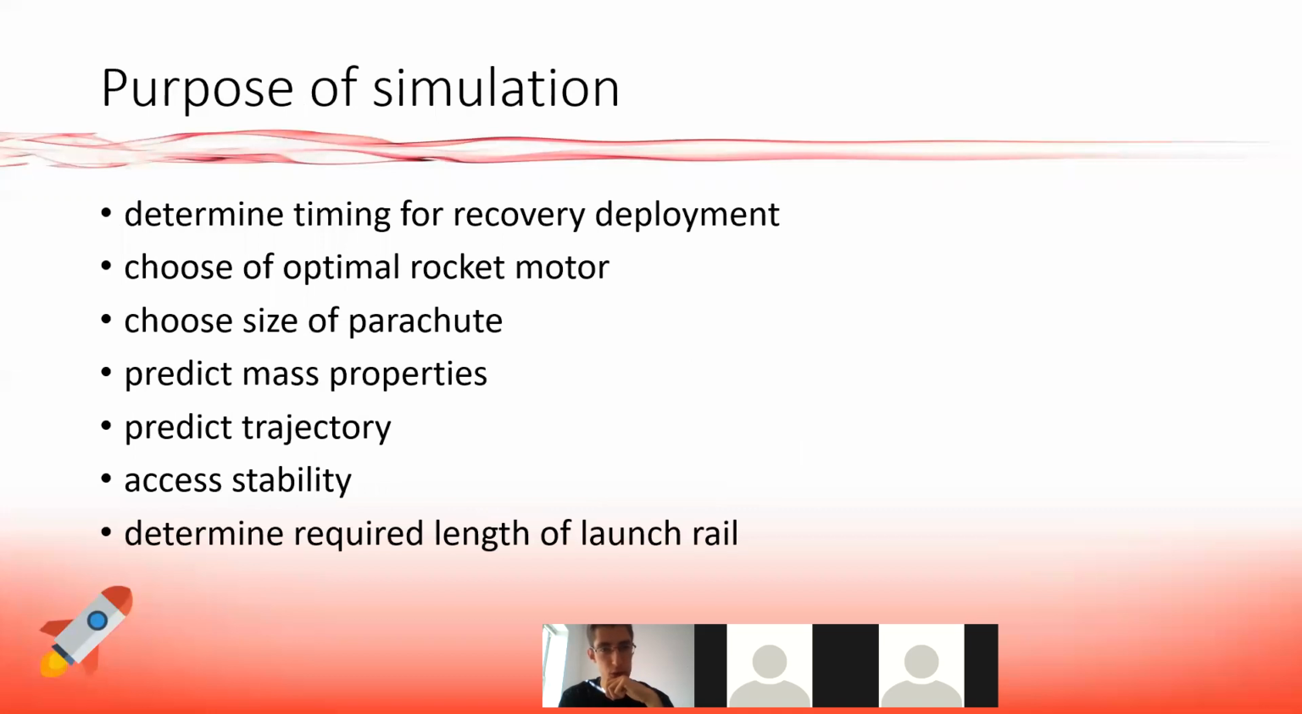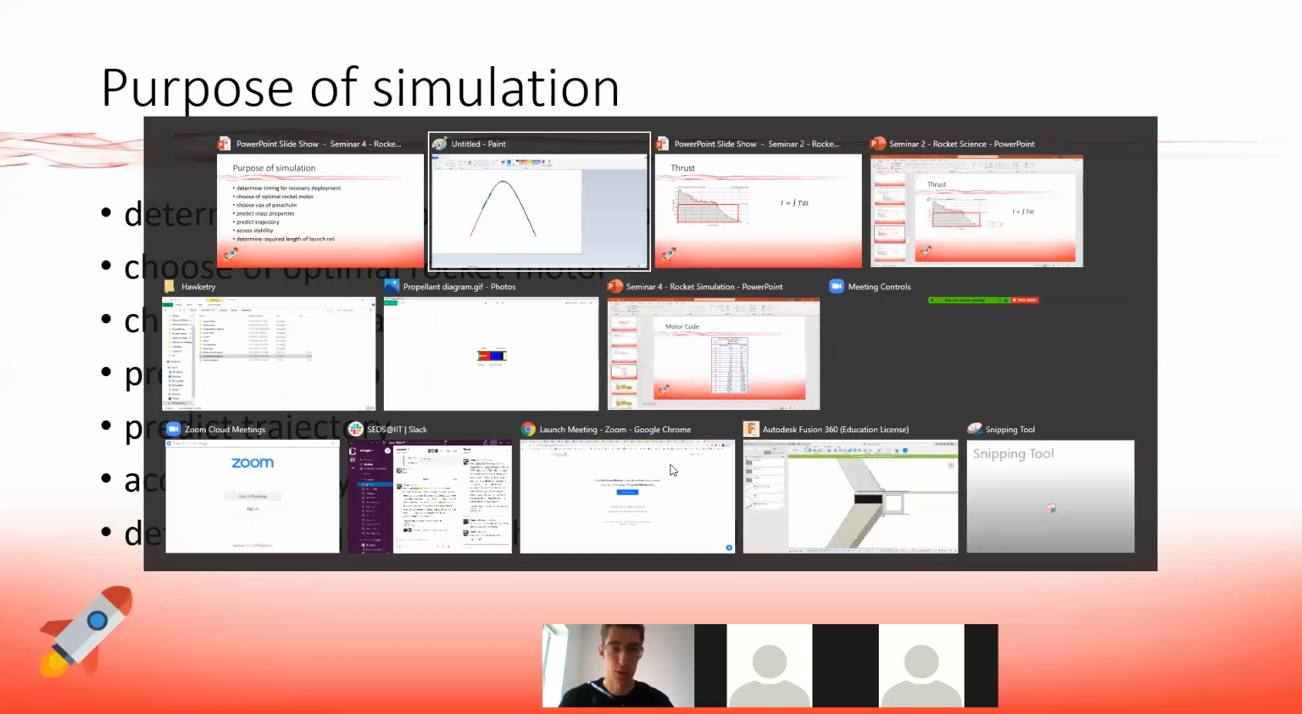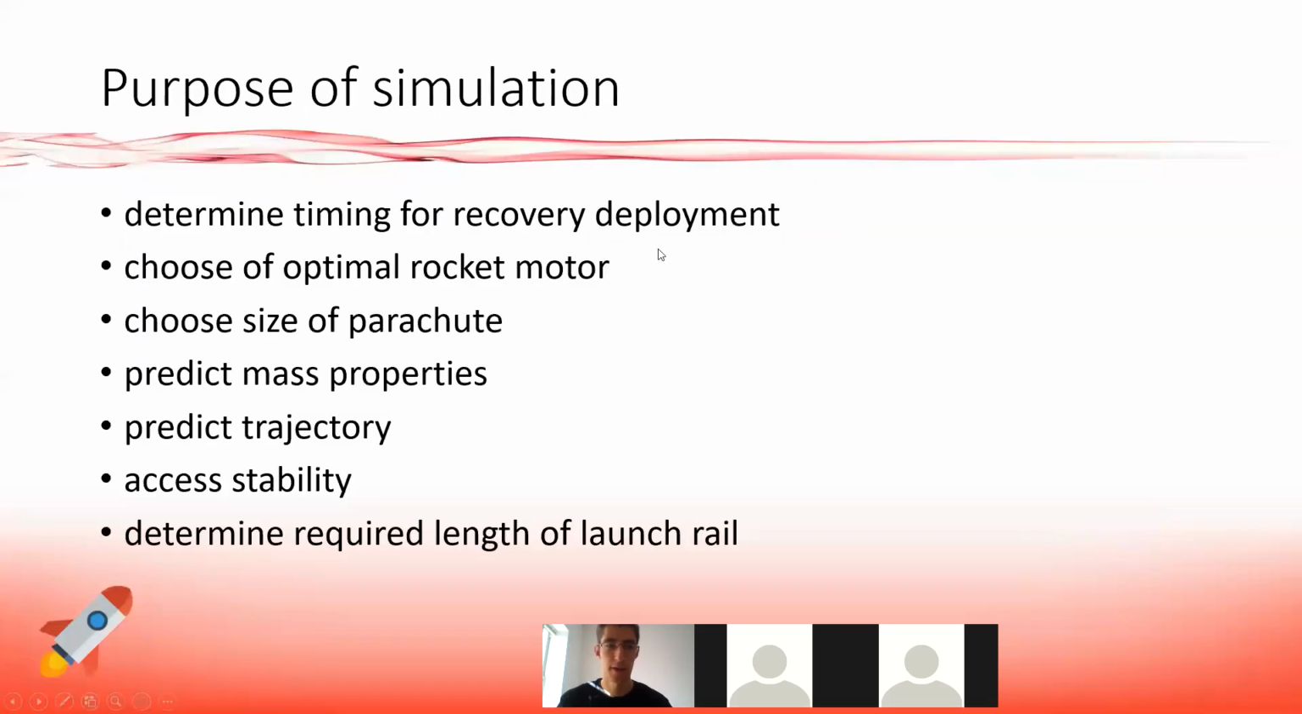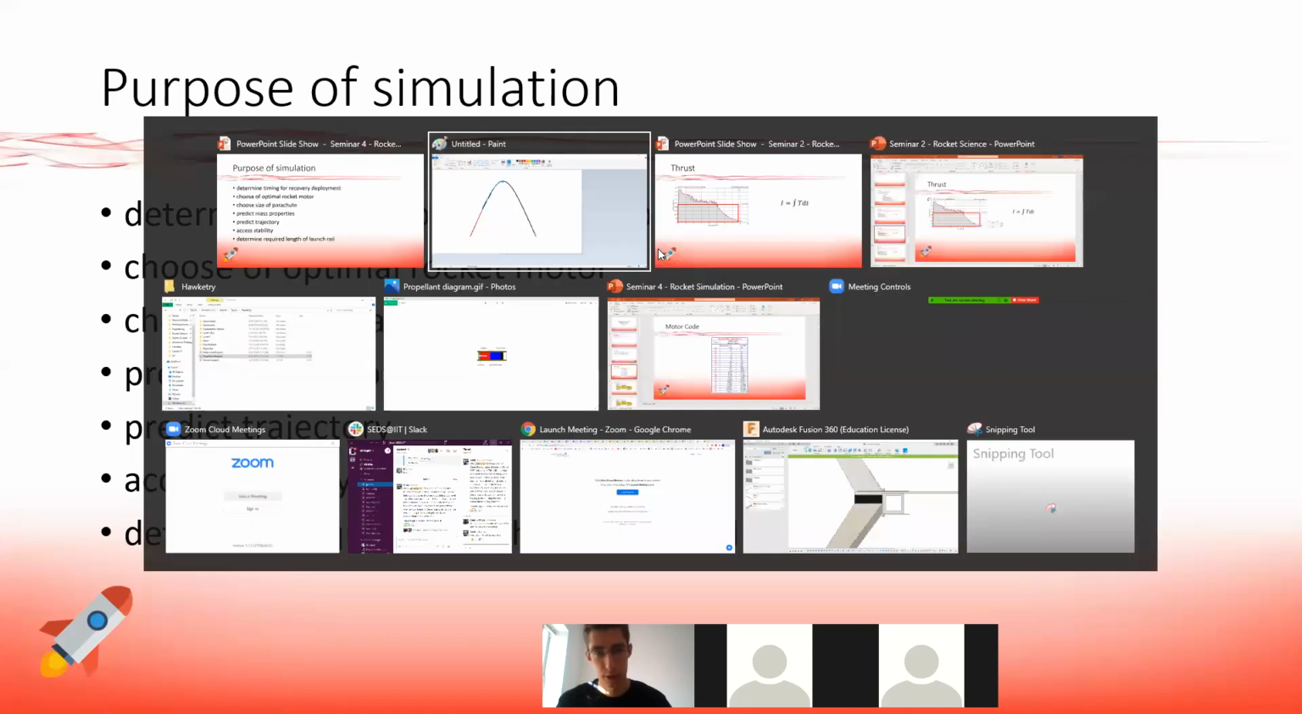Okay, so let's get to simulation. What's the purpose of simulation? Why we do this? The most important thing is we want to determine the optimal timing for recovery deployment. We want to know when the apogee occurred, after what time. And then there are a bunch of other things we can do. We want to choose optimal motor, choose the size of parachutes, and get to know something about mass properties, and so on.